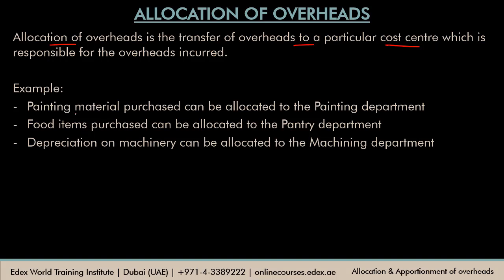For example, the painting material purchased can be directly allocated to the painting department. Obviously, the assembly department will not buy painting material. So the overheads related to paint will be directly allocated to the painting department. Overheads related to food items can be directly allocated to the pantry department. No other department or cost center will be responsible for this overhead. I also gave you the example of depreciation on machinery. It can be directly allocated to the machining department.